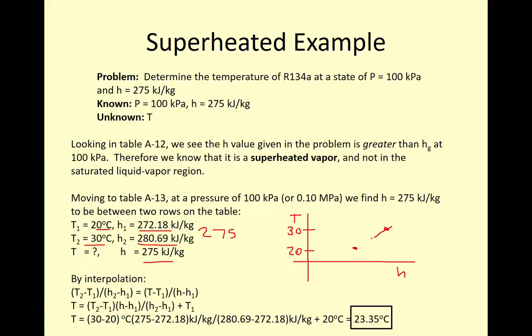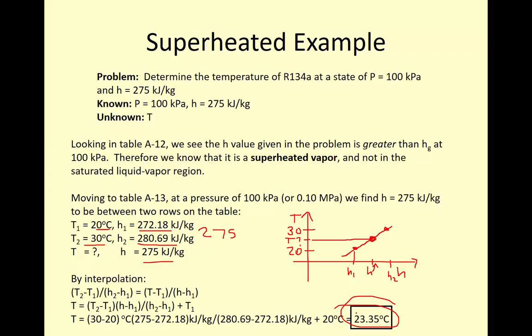So all interpolation does is draw a line between those two points and say, all right, I know that I'm somewhere along this line. I know my enthalpy is here, so then I can just read off what my temperature is there. So this would be H1, this would be H2, and this is the H that we're given in our problem. Then we can find our unknown temperature by interpolation, and that turns out to be 23.35 degrees Celsius.